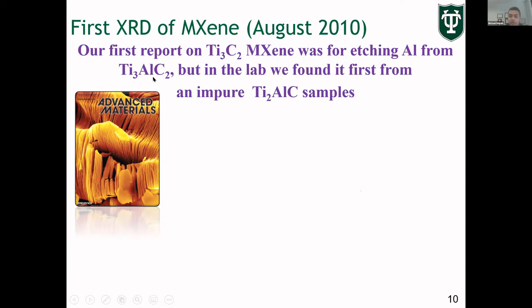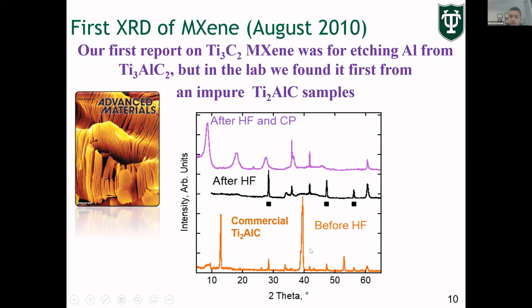But actually, the first experiment was titanium 2 aluminum carbon. And here's what we got. This is the first XRD from MXene ever. We started with titanium 2 aluminum carbon powder, commercially from Kanthal at that time, a Swedish company. And after etching, we don't see much of the titanium 2 aluminum carbon MAX phase peaks.